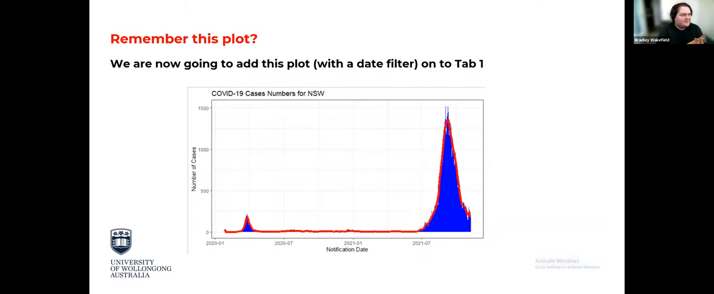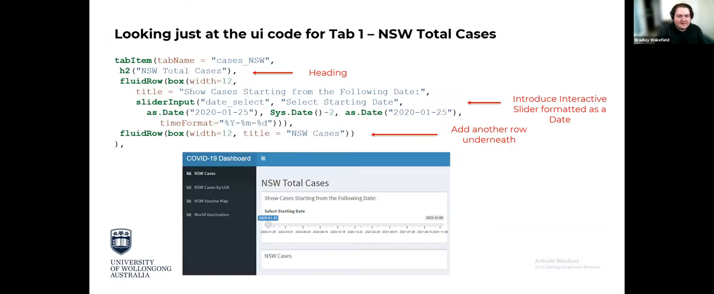So remember this plot, we're going to put this into our tab one. But what I'm also going to do is allow the user to select which date it starts from. Rather than starting from the 25th of January, I'm going to allow you to change the starting point. So if you want to zoom in on the second wave, you can, or you can move closer to the current day, however close you want.